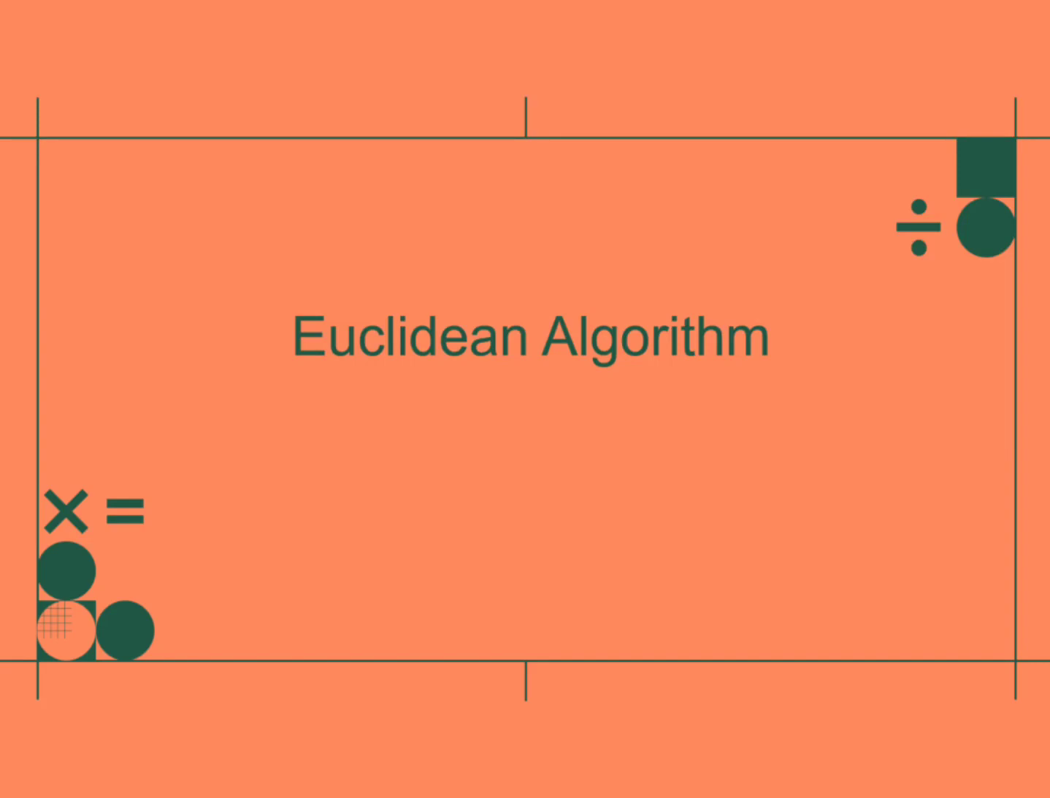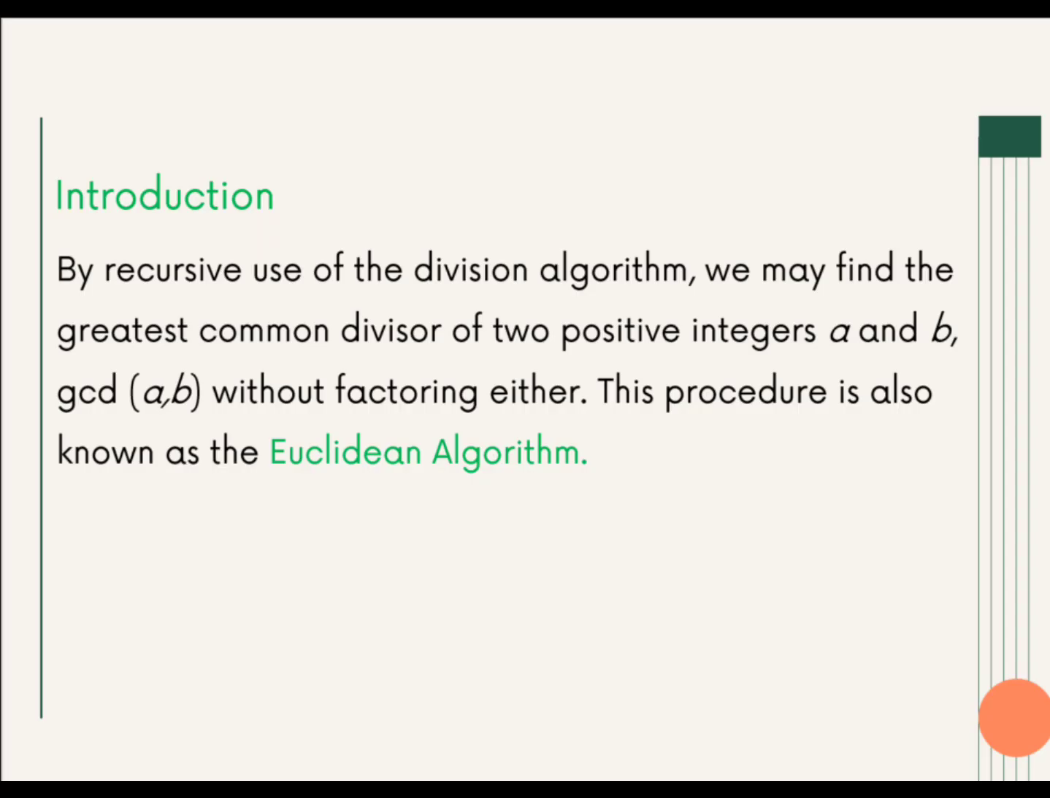Alright, so let us continue with the topic of divisibility. Earlier, to check if an integer is composite or prime, we needed to factor the number. Now in the Euclidean algorithm, it would be different. In the Euclidean algorithm, we need to find the greatest common divisor. By recursive use of the division algorithm, we may find the greatest common divisor of two positive integers a and b, GCD(a, b), without factoring either. This procedure is also known as the Euclidean algorithm.